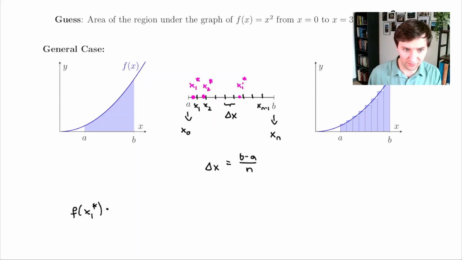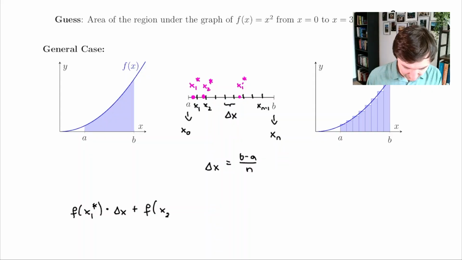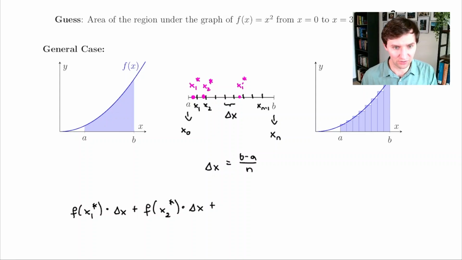The width of the first rectangle is delta x. Now, to compute the area of the second rectangle, we multiply its height, which is given by the value of the function at the second sample point, multiplied by its width. And I would continue this computation. I would do f of x3 star times delta x and so on.